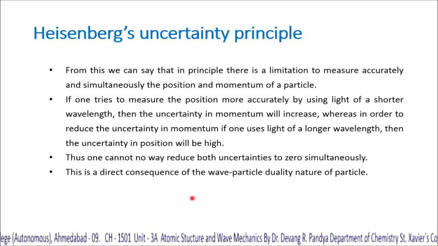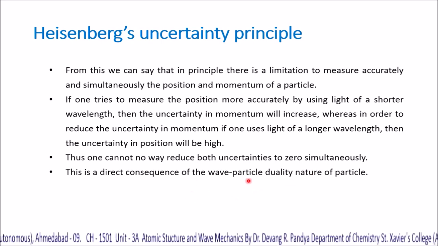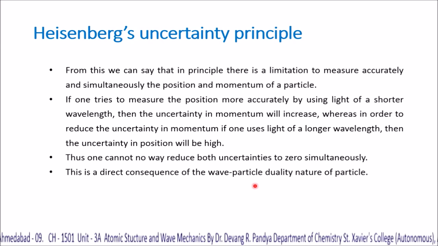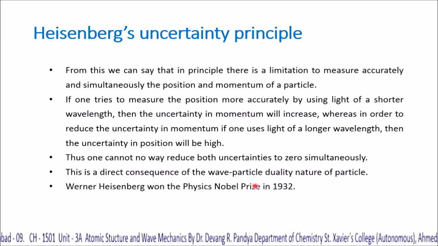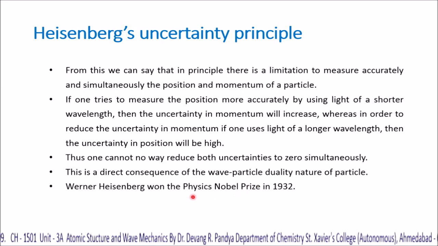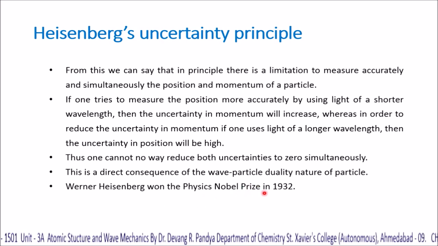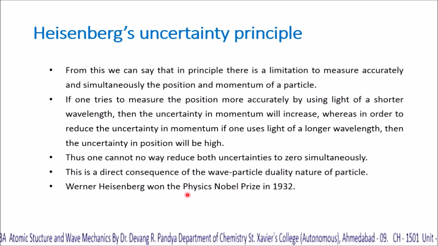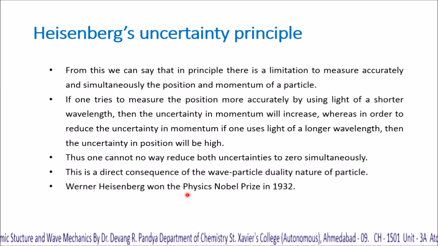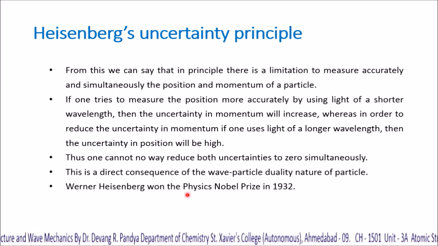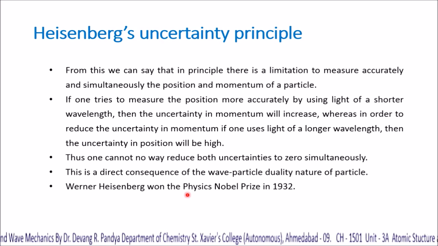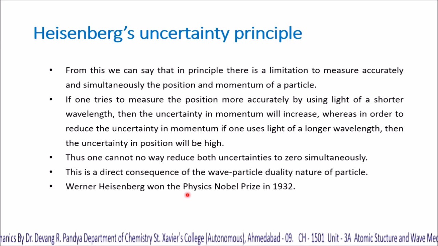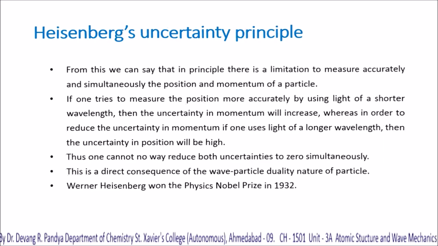This is a direct consequence of the wave-particle duality nature of a particle, which we already discussed in the previous lecture about de Broglie's postulate. Werner Heisenberg won the Nobel Prize in physics in 1932 for this. As I said in my previous class, Heisenberg is a German scientist who was the head of the atom bomb committee during the Second World War, and he gave this uncertainty principle.